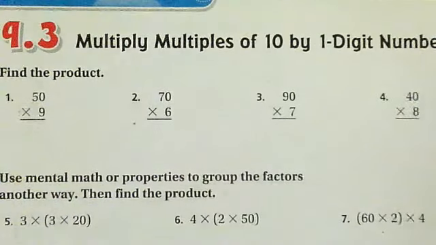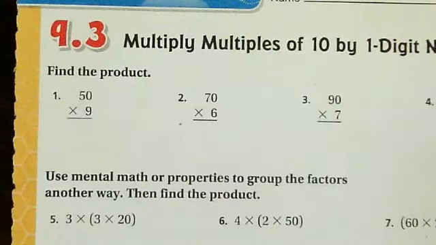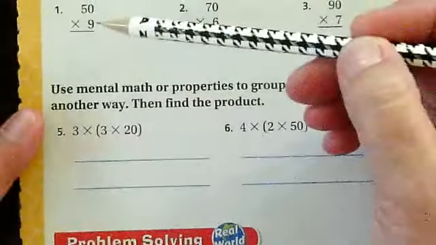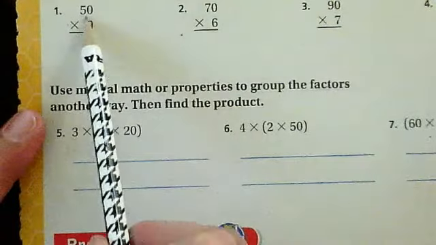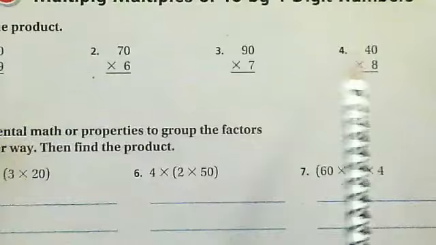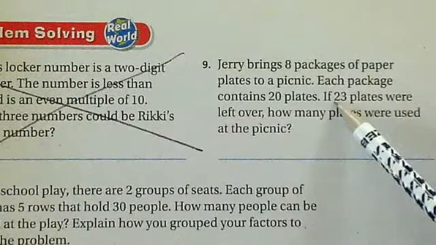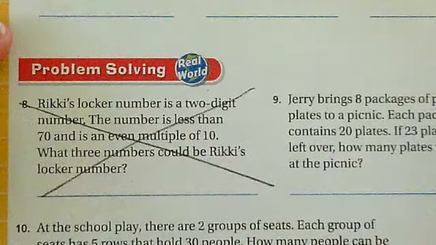Okay, so we are working on lesson 9.3, and it's about multiplying multiples of 10 by one-digit numbers. I'm going to show you how to complete these problems by walking you through number 1. Then you will do 2, 3, and 4 on your own. I will show you how to complete number 5, and then you'll do 6 and 7 on your own. We'll walk through number 9 together and through number 10 together. You are not completing number 8.